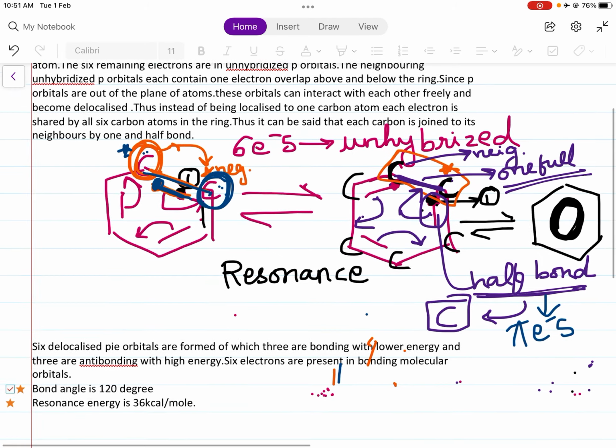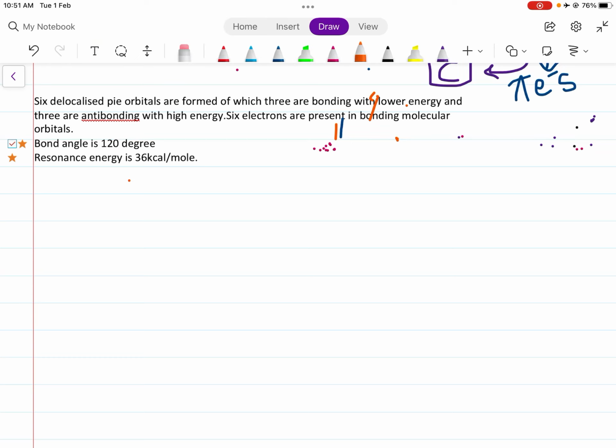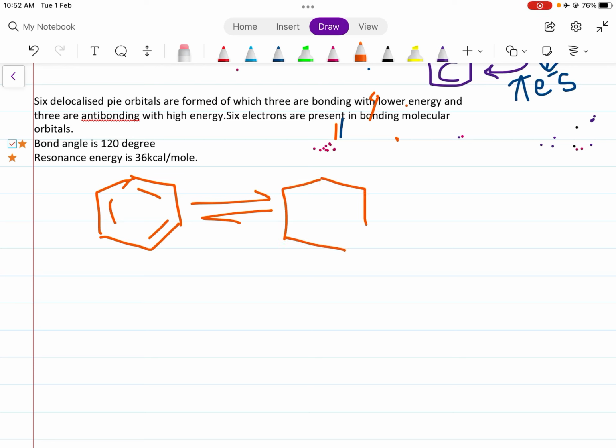Okay, next. 6 delocalized pi orbitals are formed, of which 3 are bonding with lower energy level and 3 are anti-bonding with higher energy level. So why is it said that 6 delocalized orbitals are formed? Very important, very simple also. See, like this it goes. This is 1, this is 2, this is 3, and then it goes like this. This is 1, this is 2, and this is 3. So there are 3 over here and there are 3 over here.